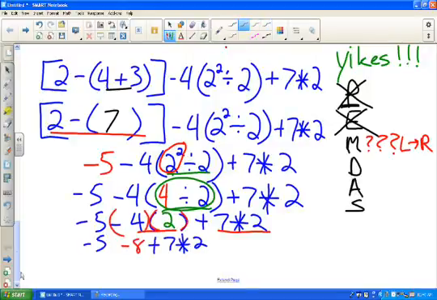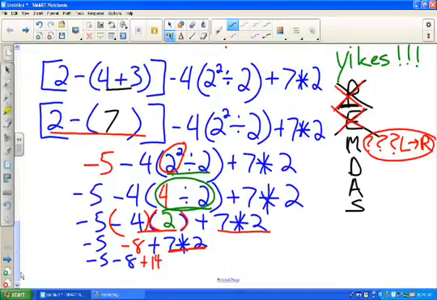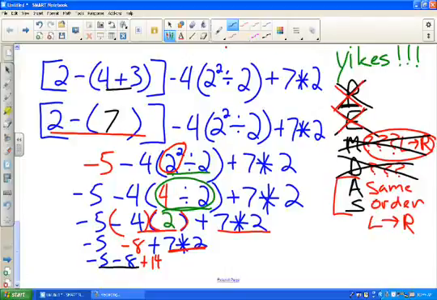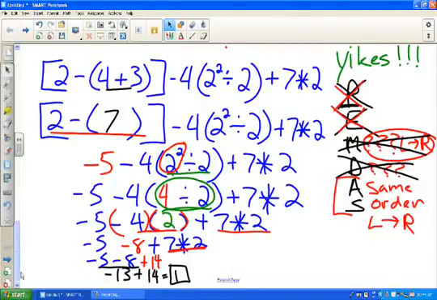Next is multiplication. -4 times +2 is -8, and then 7 times 2 is 14. Now with adding and subtracting, it's the same order, so we just go left to right. In other words, we would subtract before we add because the subtraction is to the left. When we're done, our answer is a +1. -13 plus 14 is going to equal a +1.